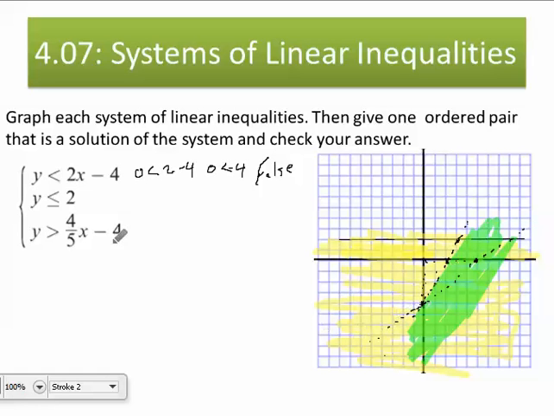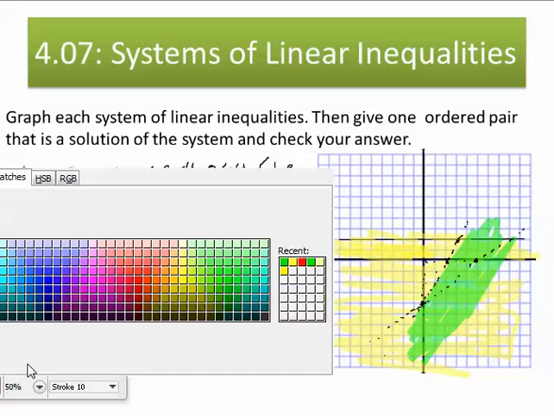Like that. Now, I'm going to stick 0, 0 in here again. I'm going to get 0 greater than 0 minus 4. 0 is greater than negative 4, and that's true. That means I need to shade the side that has 0, 0 on that one. Okay? Well, the side that has 0, 0 in that situation is going to be everything up here.